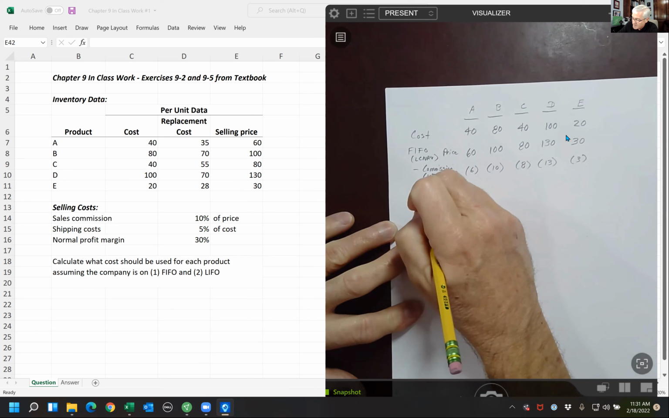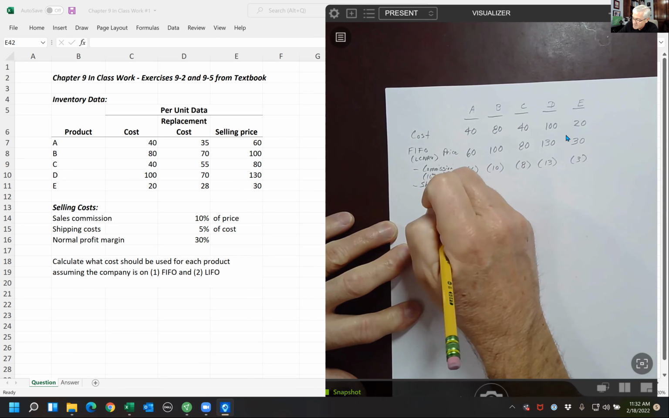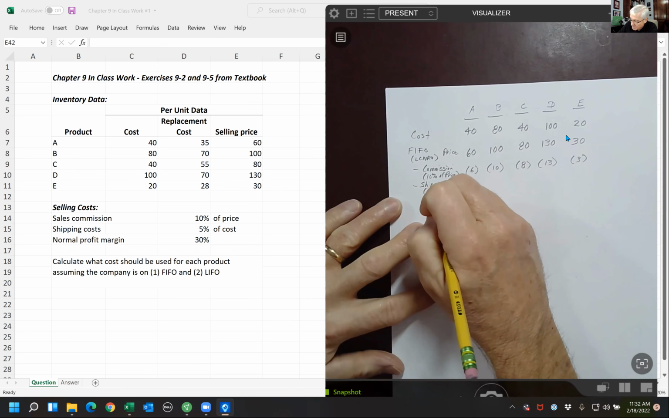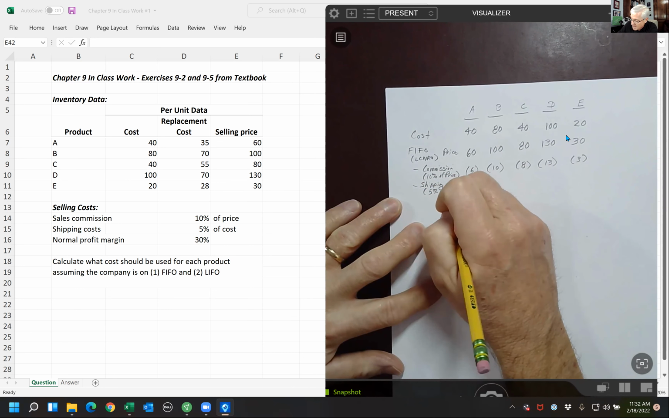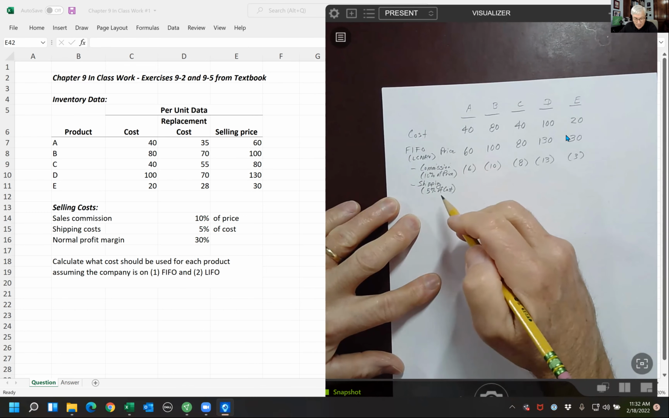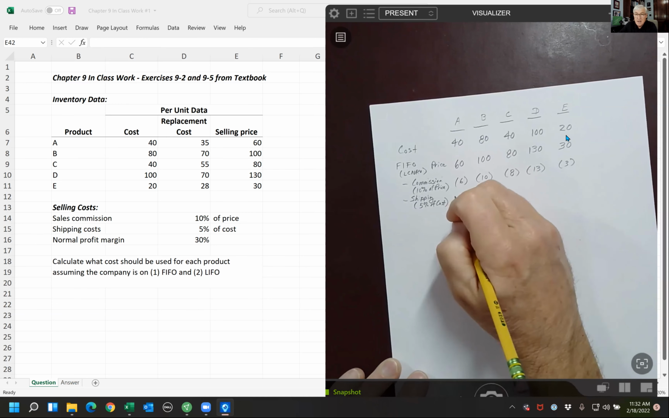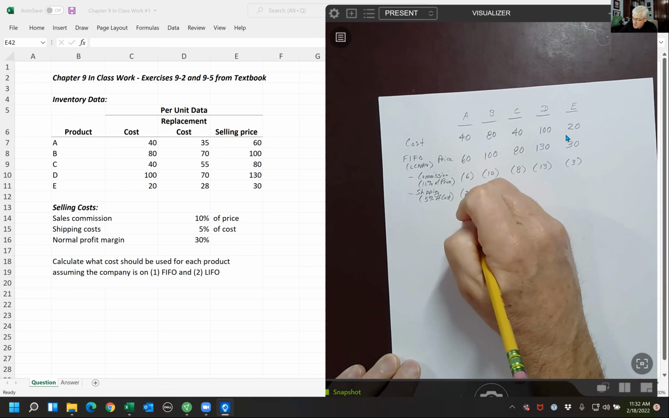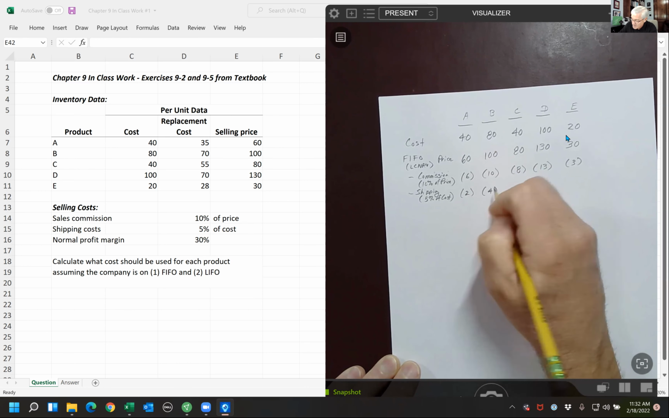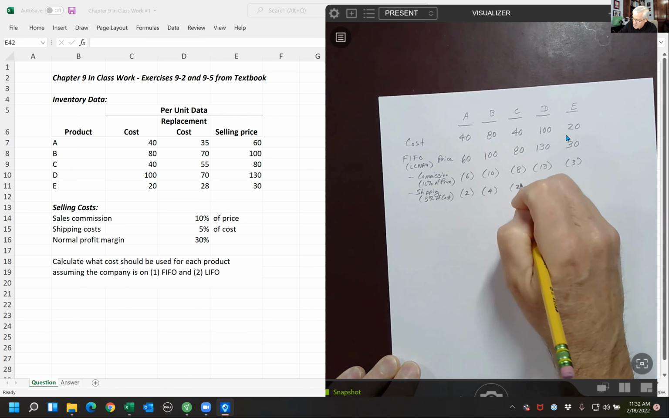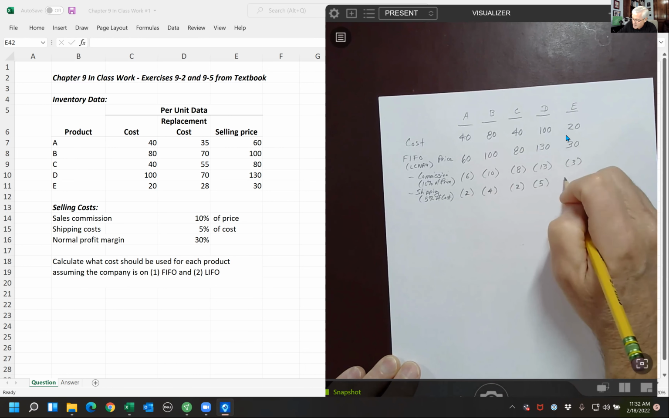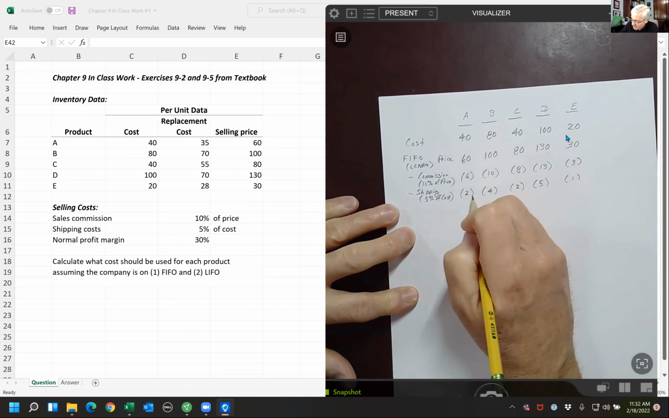And then minus shipping, which is 5% of cost. So the cost, 5% of 40 is 2. 5% of 80 is $4. Again, 5% of 40 is 2 again. 5% of 100 is 5. 5% of 20 is $1. And so now we have enough information here.